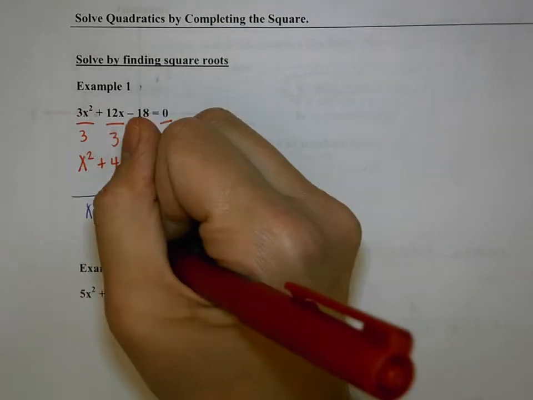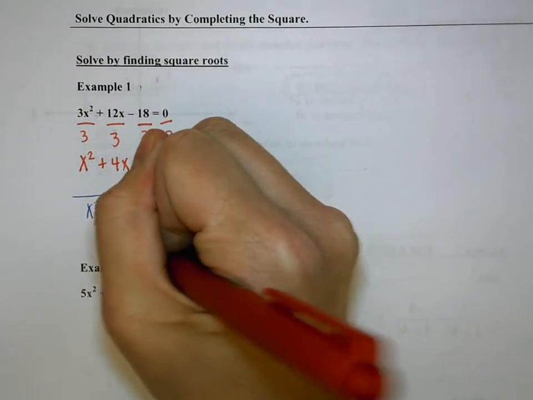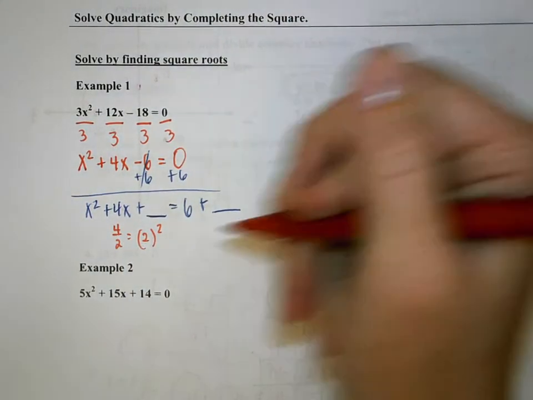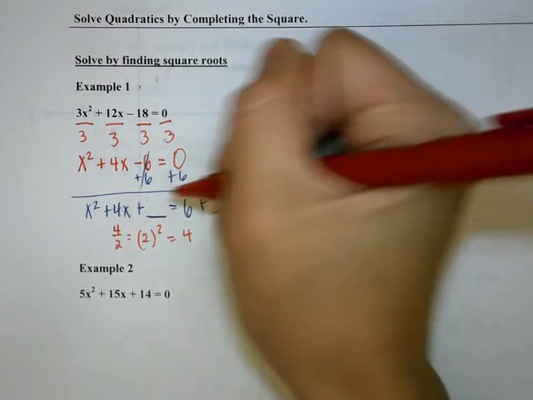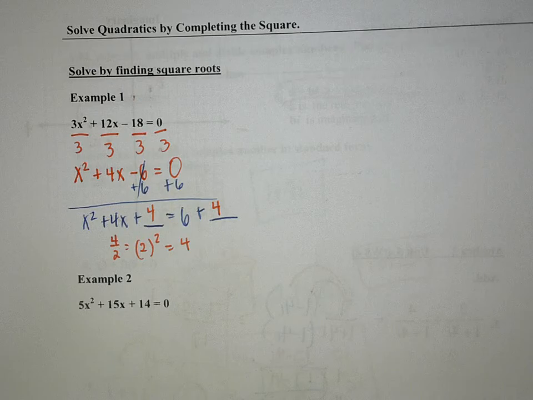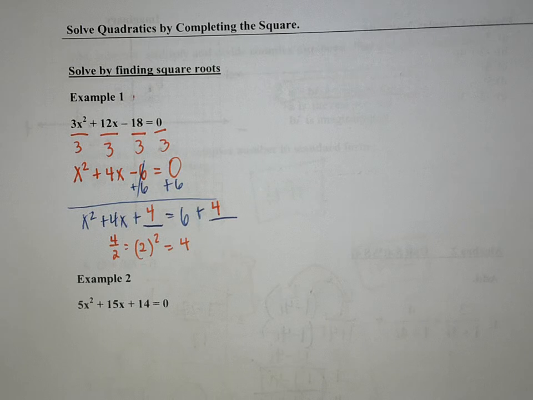Divide by 2 and square it. Okay. So 4 divided by 2 is 2, and then 2 squared is 4. So 4 goes into each of my blanks. So when I write my square, sorry, I'll sit down. When I write my square, what does it... yes?